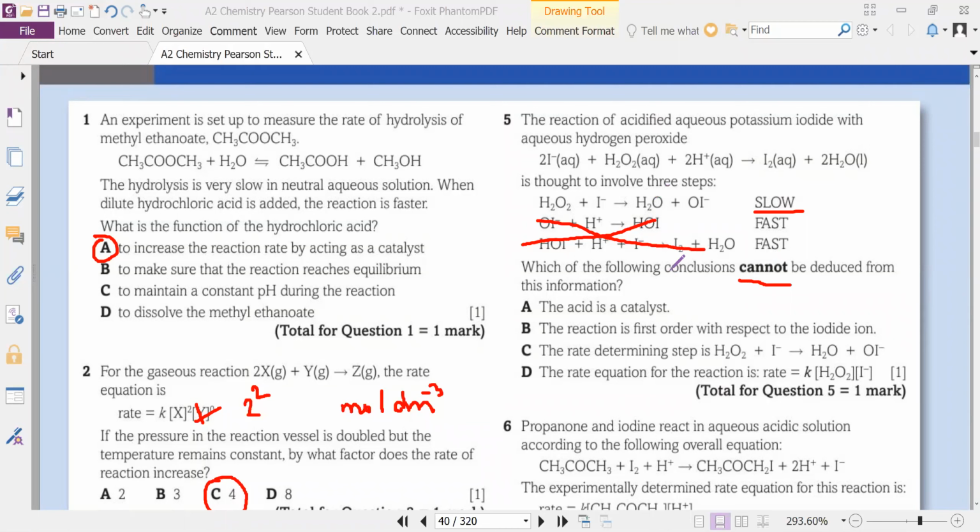This is correct. We are not exactly sure whether the hydrogen ion is a catalyst or not from the steps. But these 3 points, the reaction is first order with respect to iodide ion, this is absolutely correct. We can deduce from the slow step. The rate determining step is H2O2 plus iodide. It is the slow step, so it should be the RDS. The rate equation for the reaction is definitely k times the concentration of hydrogen peroxide, which is first order, and iodide is first order. So it's absolutely correct. A should be the correct answer.